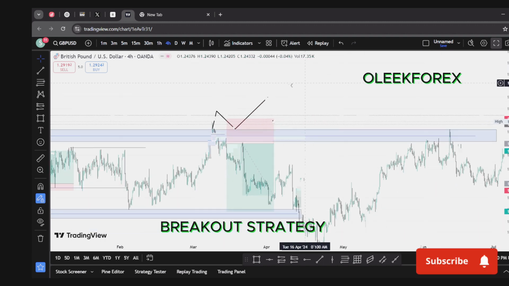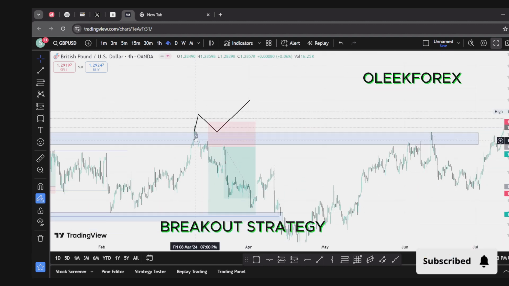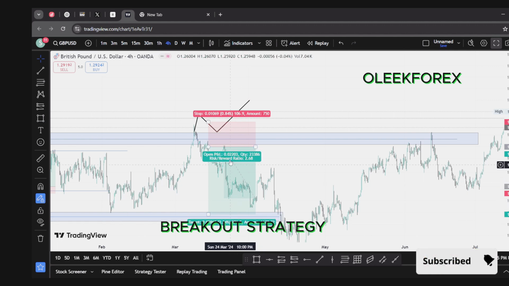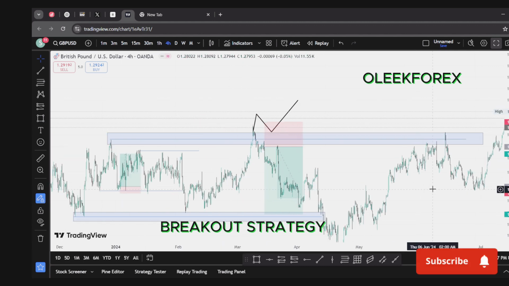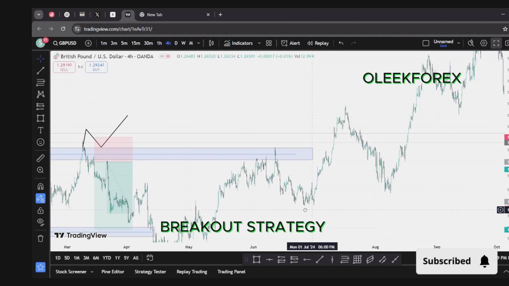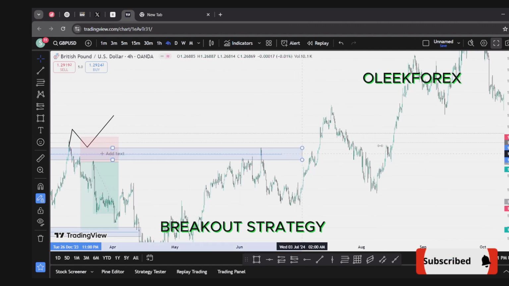So this is a breakout where it breaks a resistance or a support level, then it will test and it moves. Let me show you. You can see what's happening here. You can see what I mean. So you have to have a confirmation.